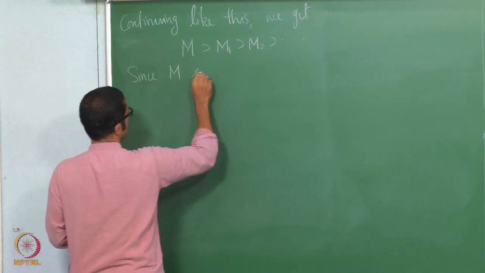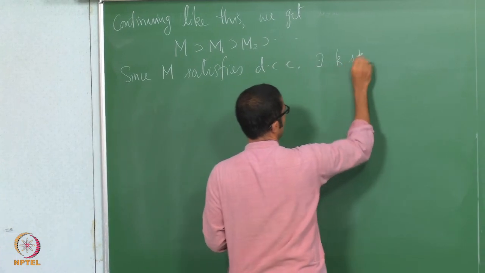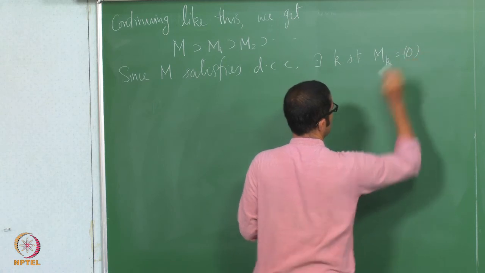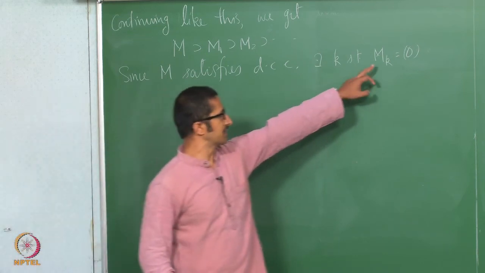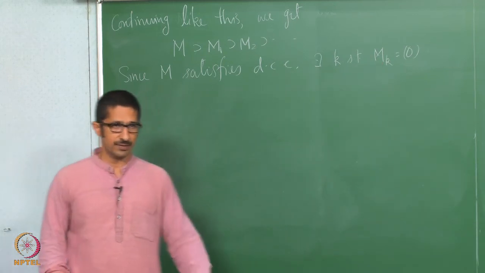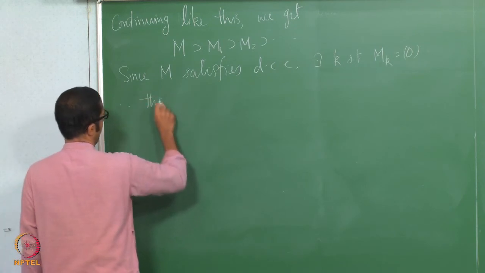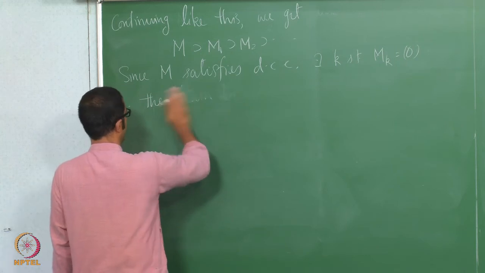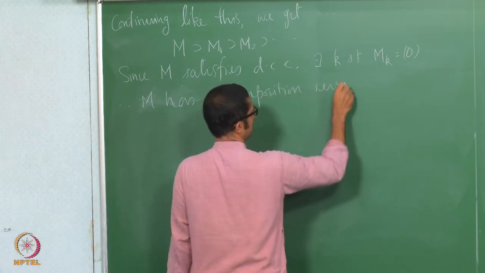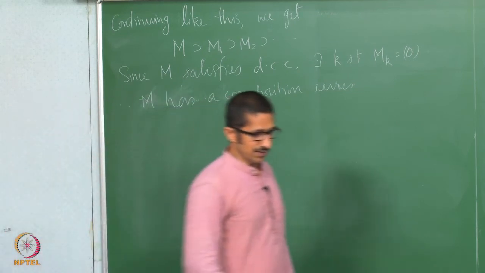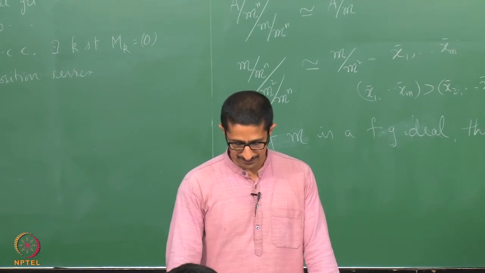Since M satisfies descending chain condition, there exists k such that Mk is 0, because if it is non-zero and has a non-zero proper maximal submodule, I can still go further down. So therefore the chain terminates. M has a composition series. So having a composition series is equivalent to saying that it has both ascending chain condition and descending chain condition.